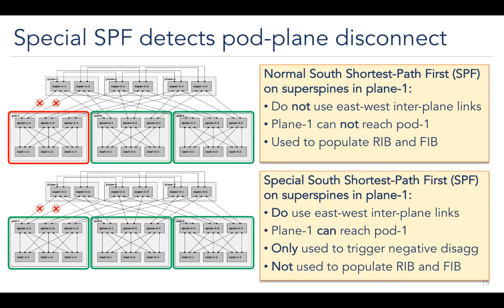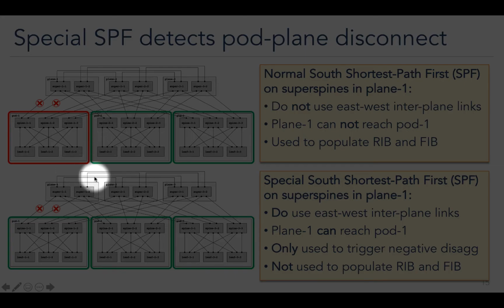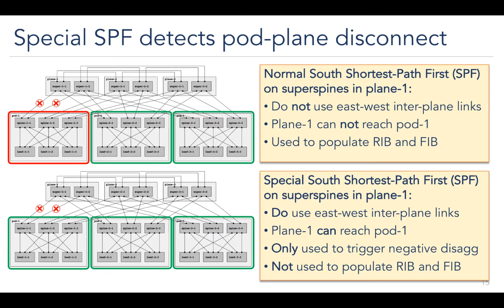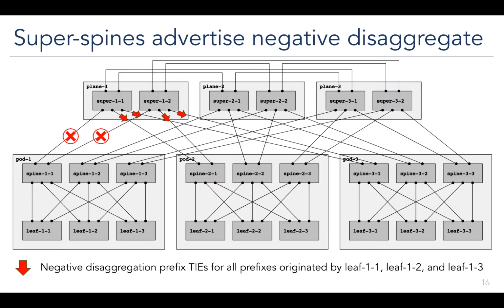If negative disaggregation is used, then the top-of-fabric nodes will also run a second run of the shortest path first algorithm, which is considered the special run. In this special run, the east-west links are allowed to be used. And as a result, plane 1 will discover routes to pod 1, namely routes that go through one of the other planes. These routes to pod 1 are not actually installed in the forwarding plane, but they are used to trigger negative disaggregation.